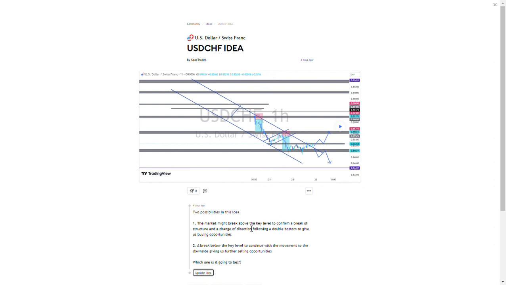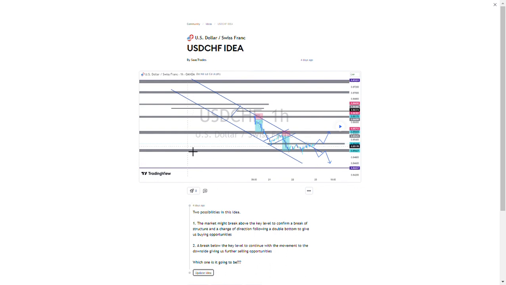So I said on this idea we have two possibilities. Possibility number one, the market might break above the key level to confirm a break of structure and a change of direction following a double bottom, to give us buying opportunities. So this was a double bottom that I was talking about. Break of structure, break above a key level, come back and retest to give us further buying opportunities, right? And the second possibility was a break below the key level to continue with the movement to the downside, giving us further selling opportunities. Which one is it going to be, right?